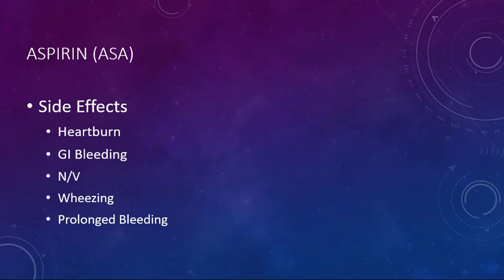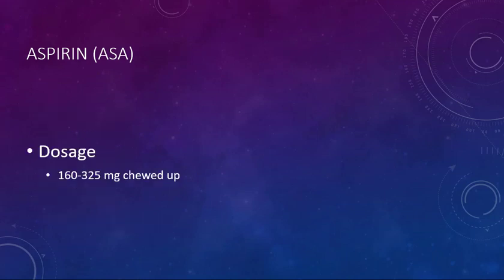The other thing that comes into play is wheezing, okay? And the wheezing comes about because aspirin can precipitate bronchoconstriction, okay? And bronchoconstriction is what causes the wheezing noise that we're going to see in here. Our dosage is going to be between 160 to 325 milligrams, and that's going to be chewed up. We do not give a person aspirin to swallow. The other thing to keep in mind is that we do not use enteric-coated aspirin. Now, Nate, what is an enteric-coated aspirin?